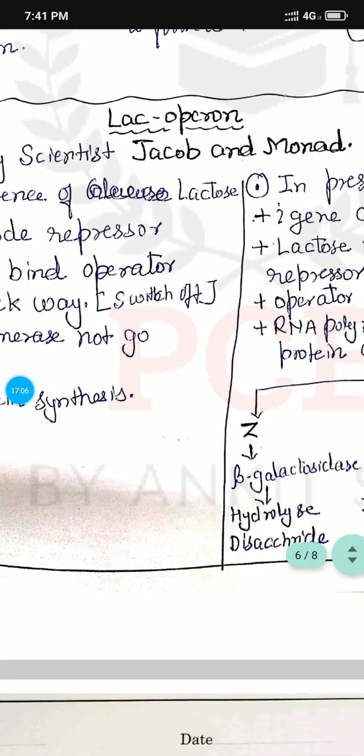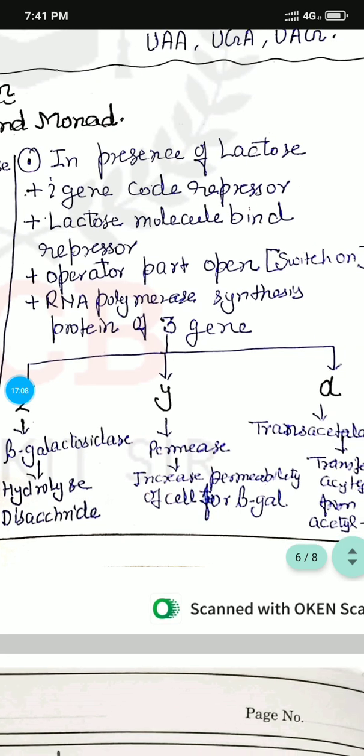But in case the lac operon is present in lactose medium, the I gene again forms the repressor, but this repressor is bound by the molecules present in that sample of lactose, which bind the molecule of repressor, and because of that the repressor will not occupy the place of the operator. Now the operator part is open, the technique is switch on. RNA polymerase is not blocked by anything. RNA polymerase goes further and transcribes the 3 genes which are present in the lac operon.